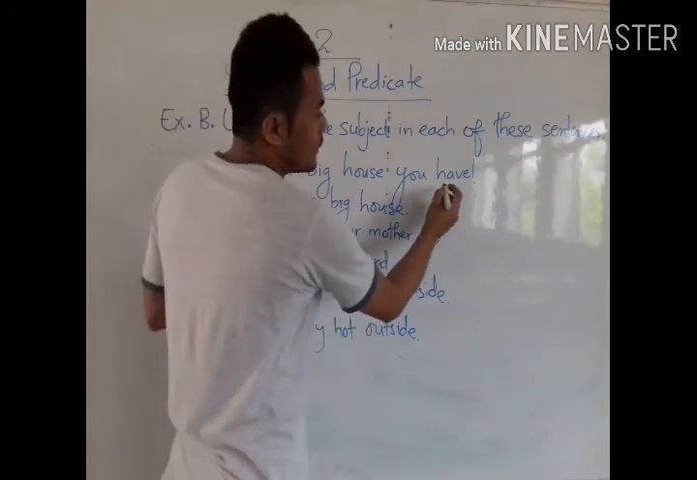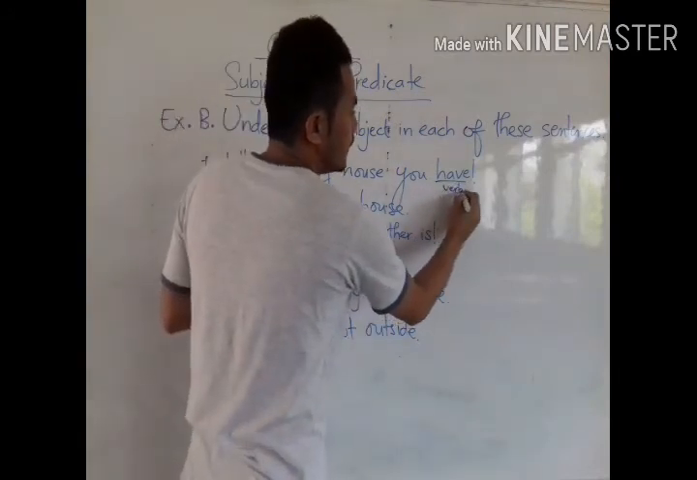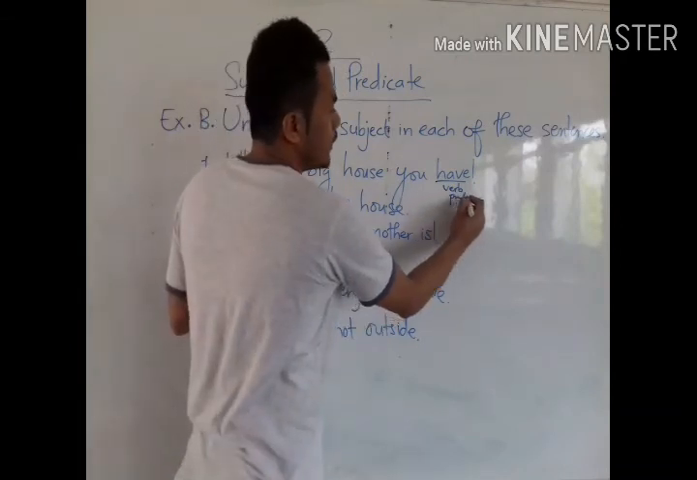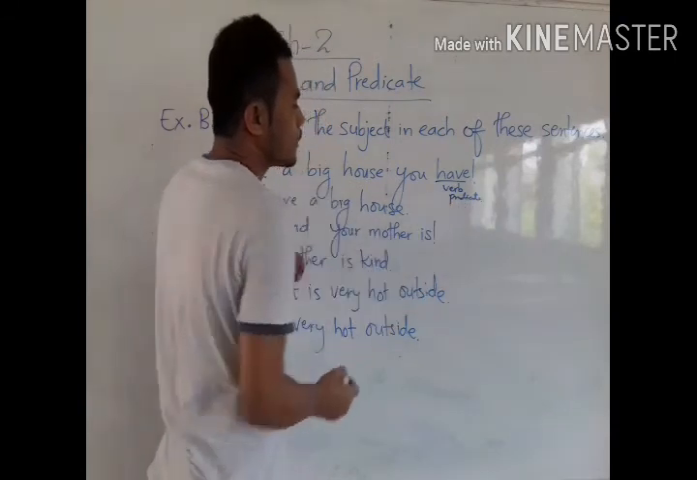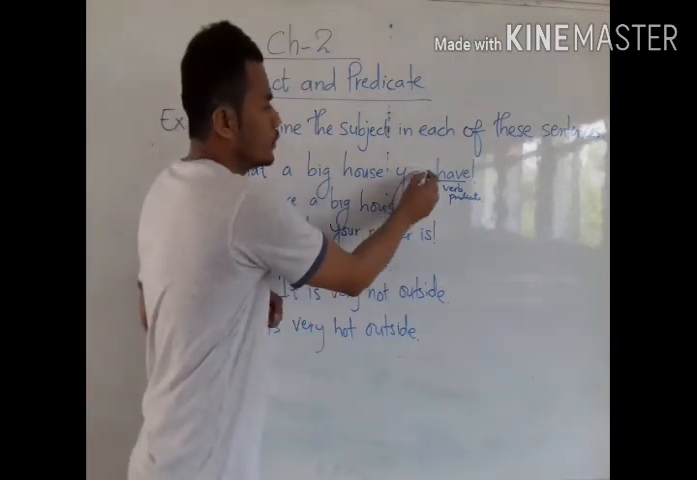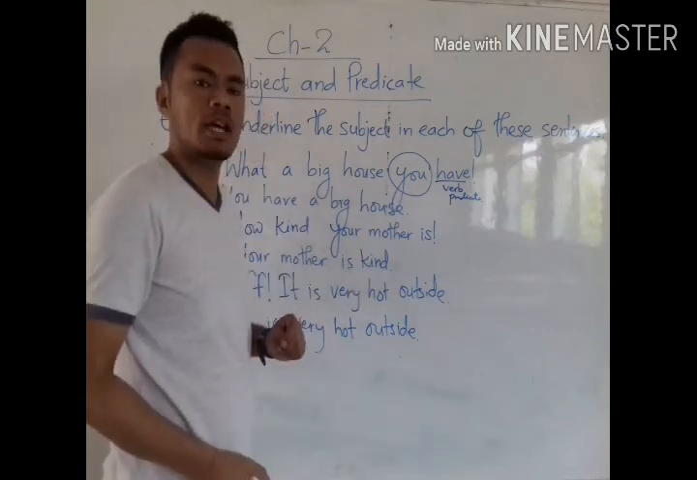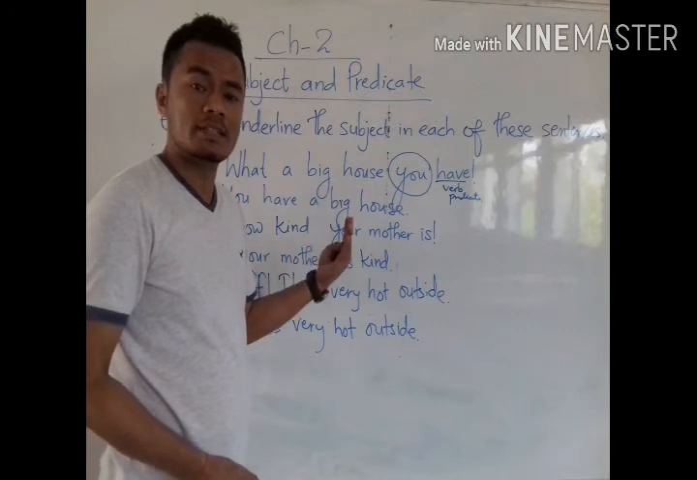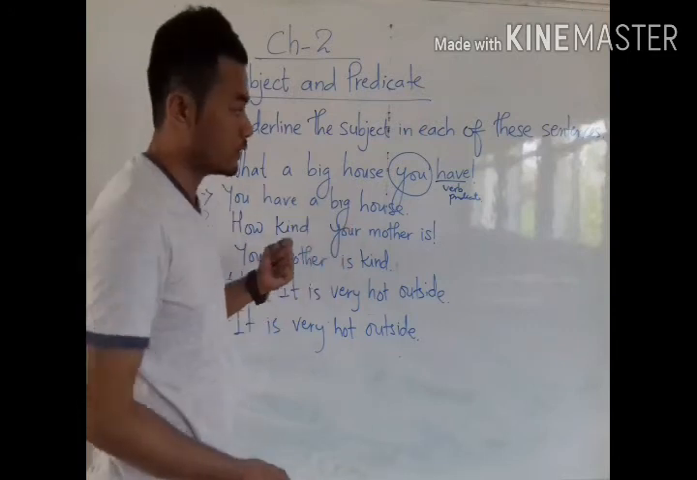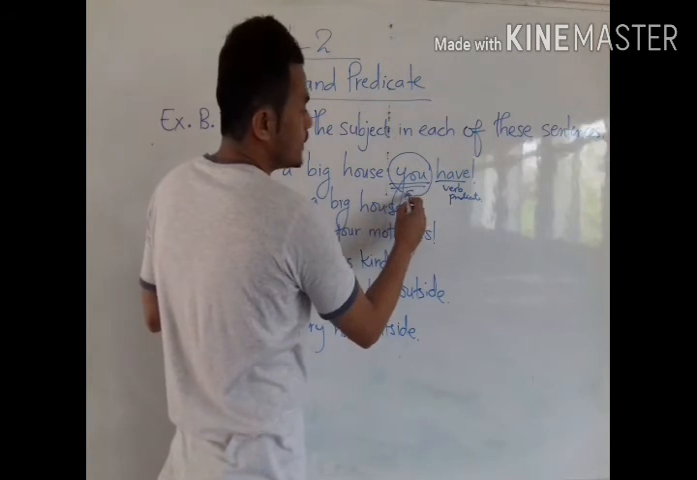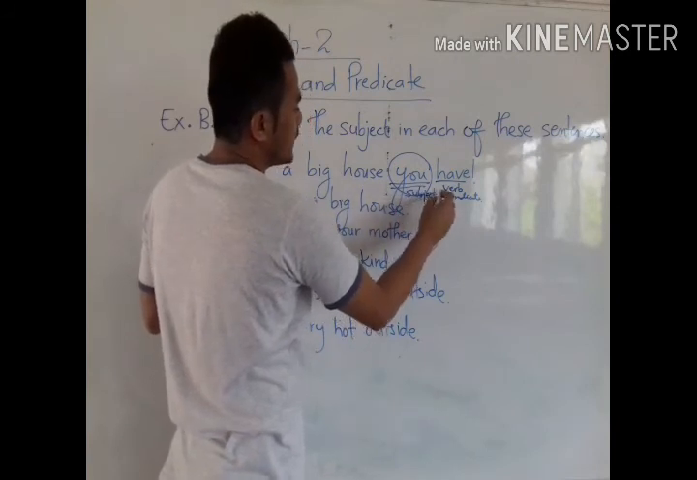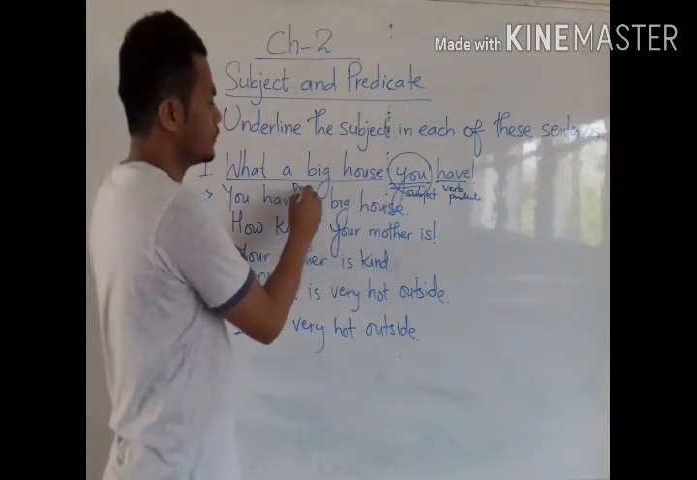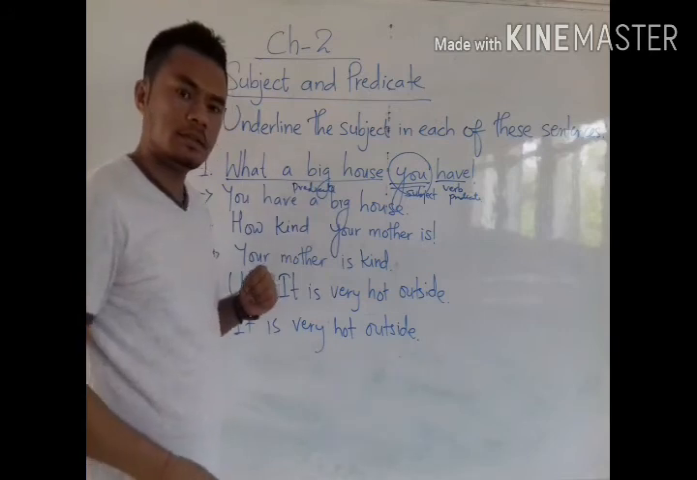So here have is the verb, and we know that verbs are the main part of the predicate. So this is part of the predicate. Now before the verb we have you. That means, as I told you, before the verb we place the subject in exclamatory sentences formed using WH words. So here you is the subject, and the rest of the sentence is predicate. Understood?